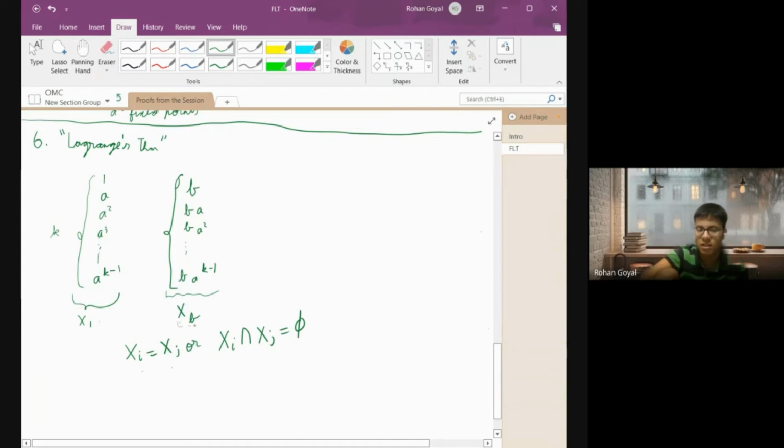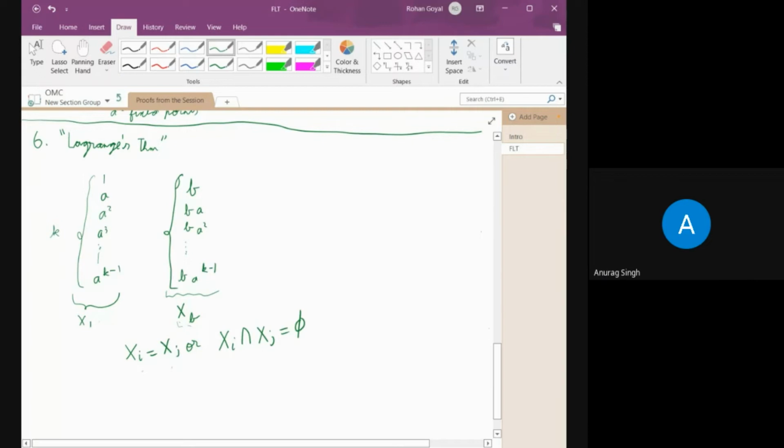xb is just all the elements of this set multiplied by b. So how do we prove this? What's the Lagrange theorem? I'm saying this is basically the proof of Lagrange's theorem, in case you know what it is. If you don't know what it is, it does not matter. Can I tell you how to prove it?